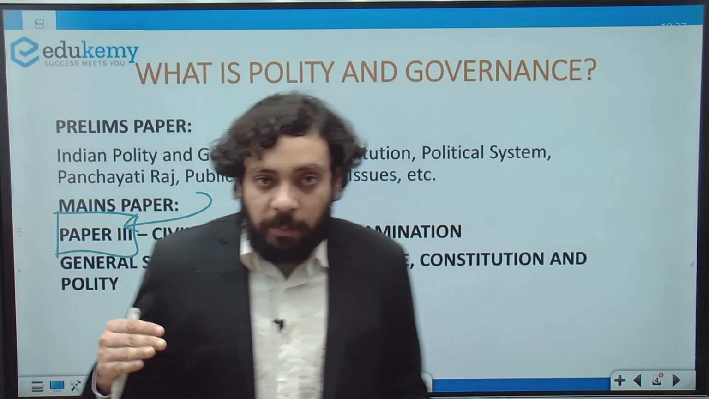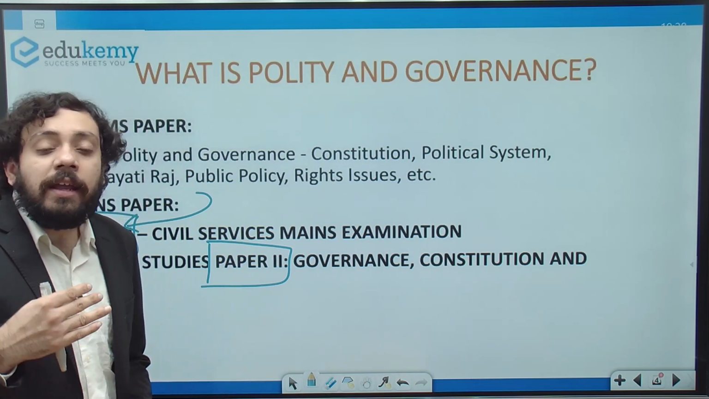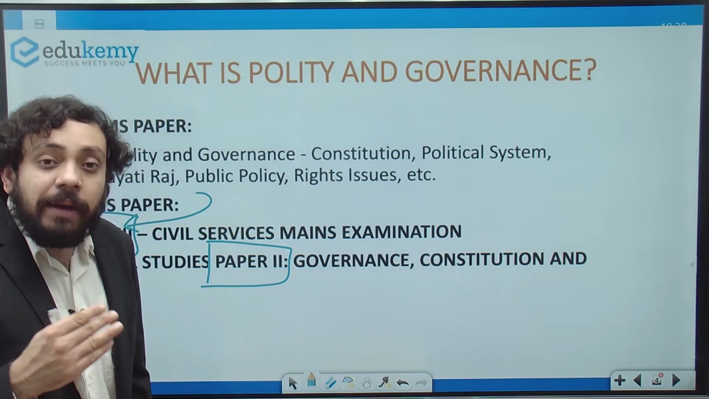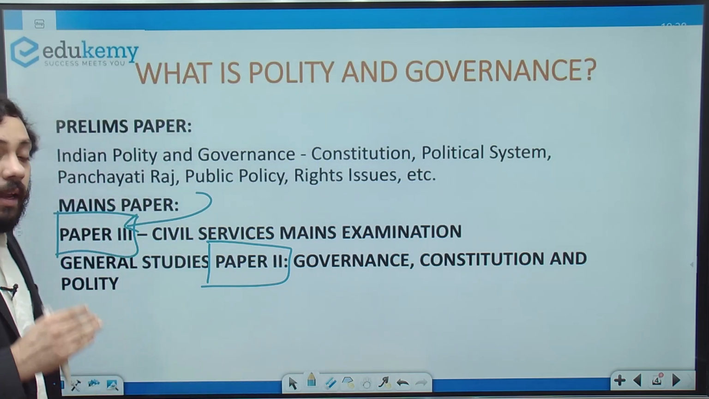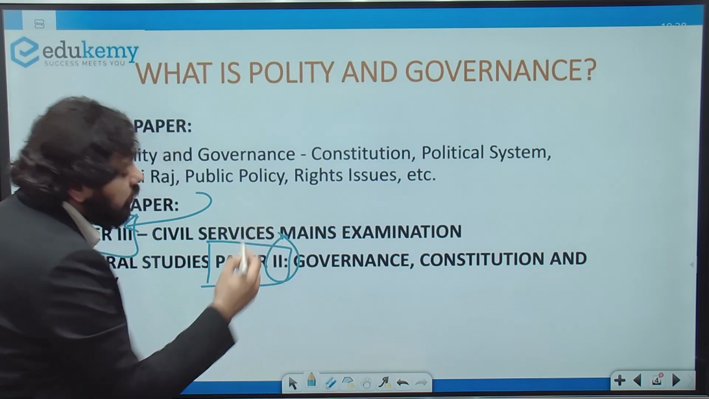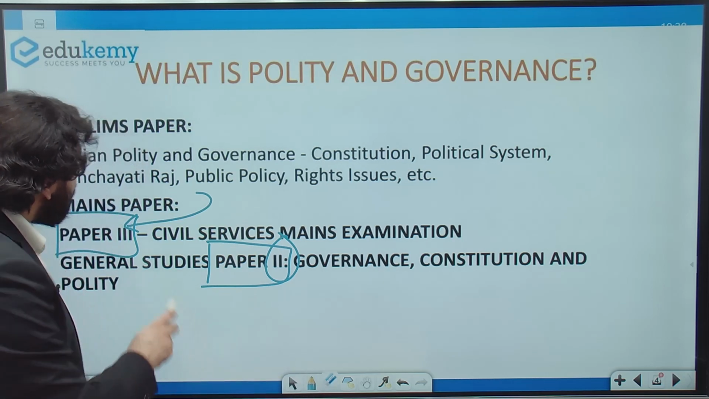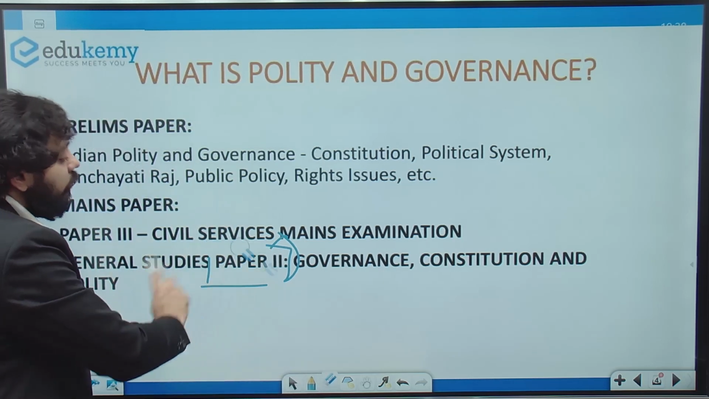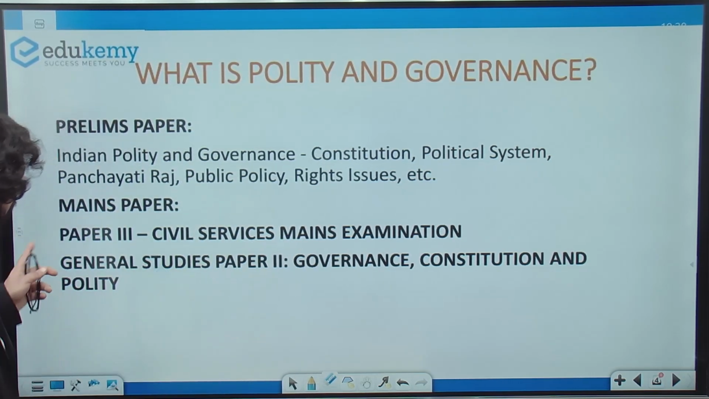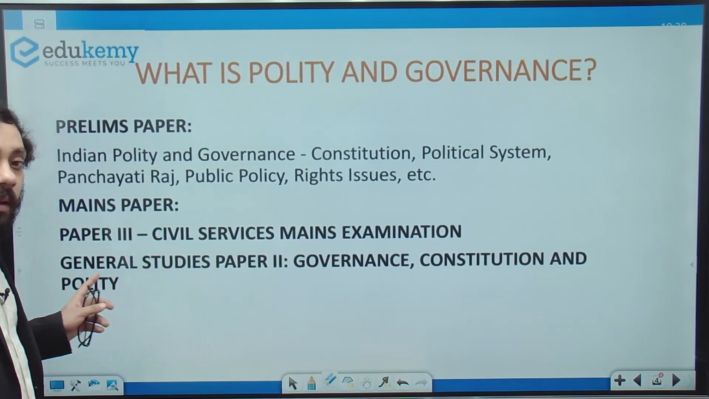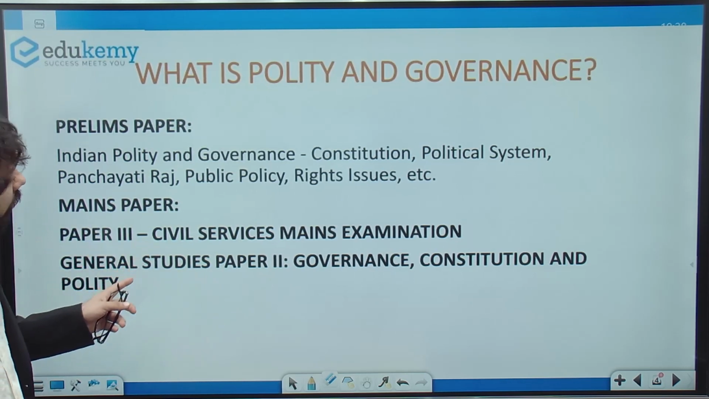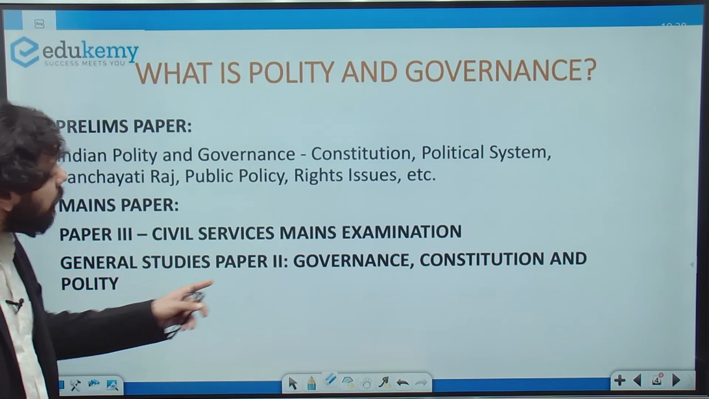In the mains examination, it is overall in chronology paper number 3, but in the general studies paper, it is paper number 2. Okay. So these are the two different names by which it is referred, and sometimes people interchange them, often causing confusion. Overall, it is paper number 3, and in the general studies paper, it is paper number 2.